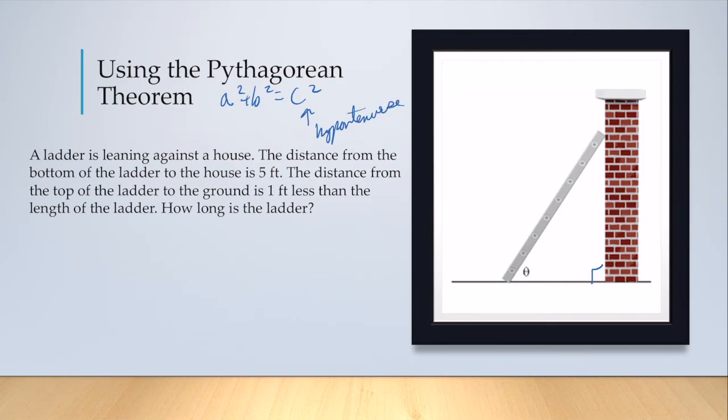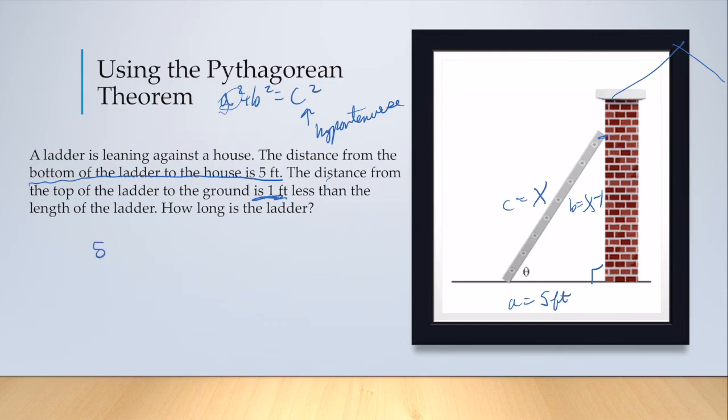So let's say a ladder is leaning against a house. This is the closest thing to a house I could find, a house. The distance from the bottom of the ladder to the house is 5 feet. The distance from the top of the ladder to the ground is 1 foot less than the length of the ladder. So let's let x be the length of the ladder, and the distance from the top of the ladder to the ground is going to be 1 foot less, so x minus 1. So now I can substitute this into the Pythagorean theorem, letting these be a, b, and c.